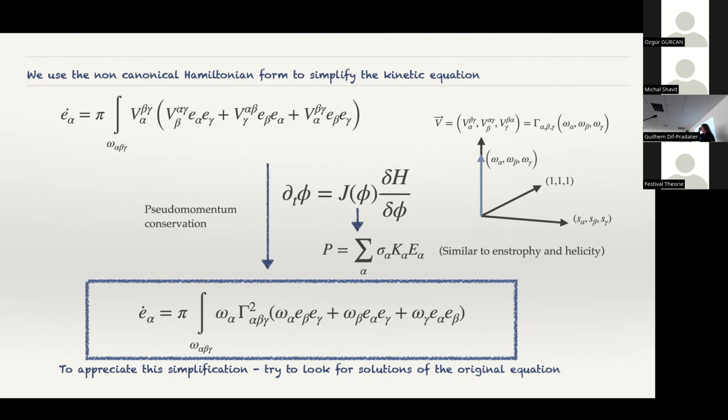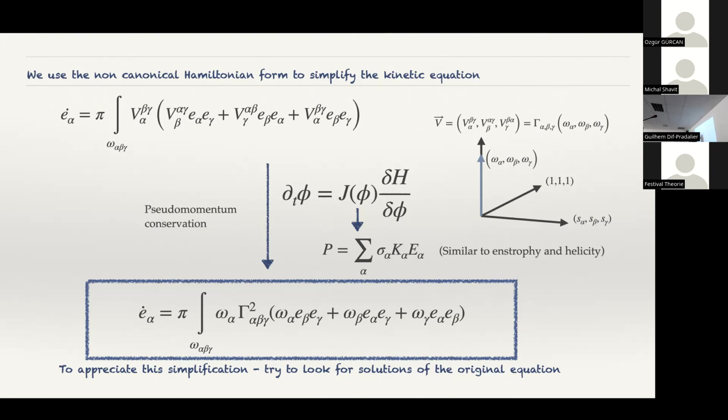And if you think about the interaction coefficients as vectors in 3 dimensions, and you think about the constraints coming from the conservation of pseudo momentum or helicity or entropy, and you include the restrictions coming from conservation of energy, then from doing really simple geometrical arguments in 3 dimensions, you will end up with this equation.